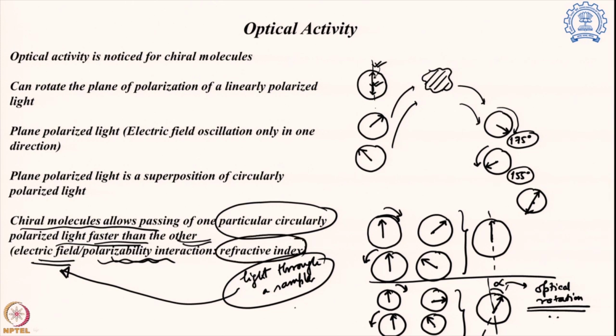So what we can say, the refractive index n of the right hand circular polarized light and the left hand circular polarized light is not the same, and that is why there is a difference in the movement, and that is why the resultant moves from the original position and we see an optical rotation.